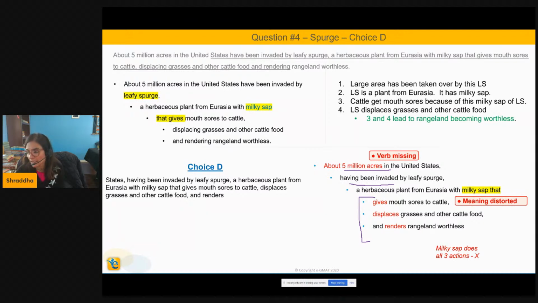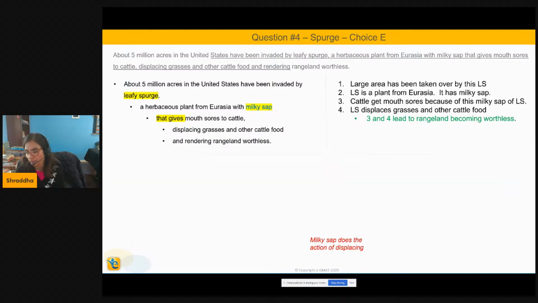Also, there is a meaning error here. Milky sap that gives mouth sores, I accept this. But milky sap displaces grasses? Absolutely not. It is the leafy spurge that does so. Milky sap renders rangeland worthless? Once again, illogical. So grammatically, the list looks very neat and very good, but the meaning is absolutely distorted. For these two grammatical and logical errors, choice D is wrong.